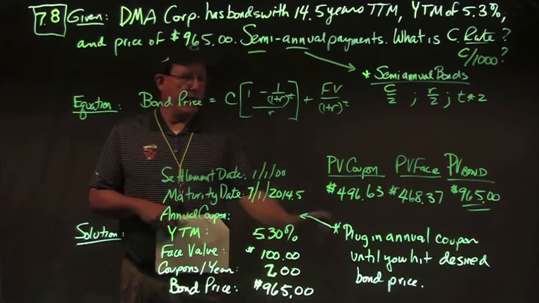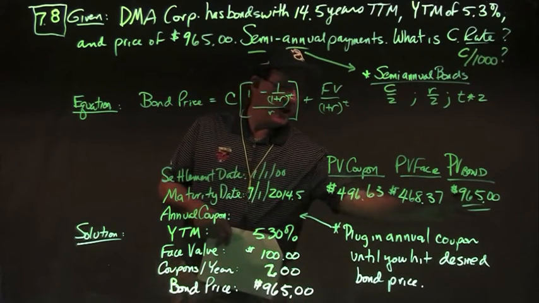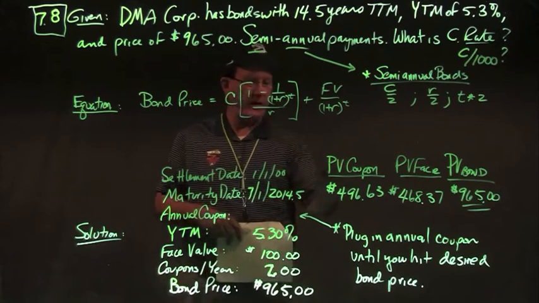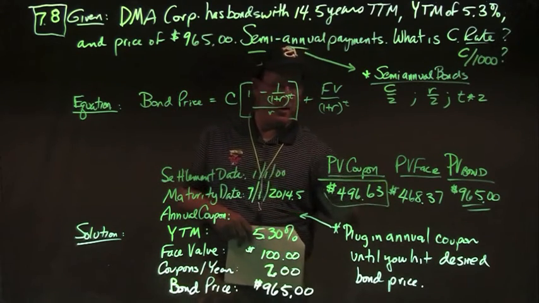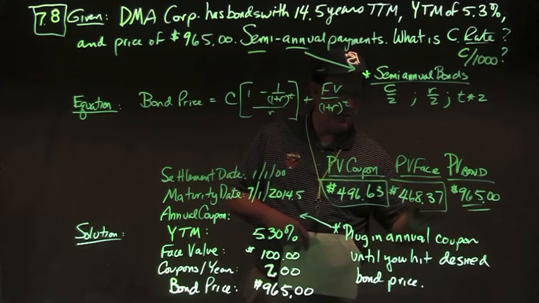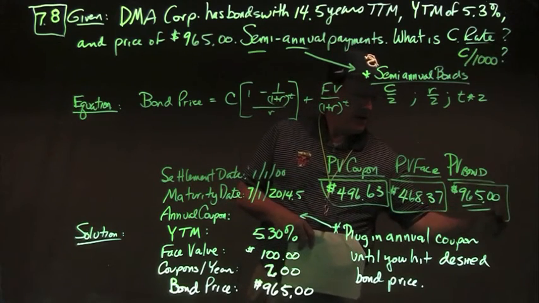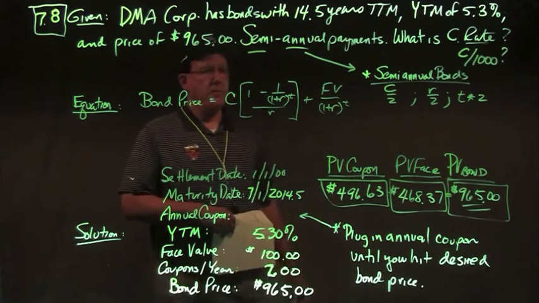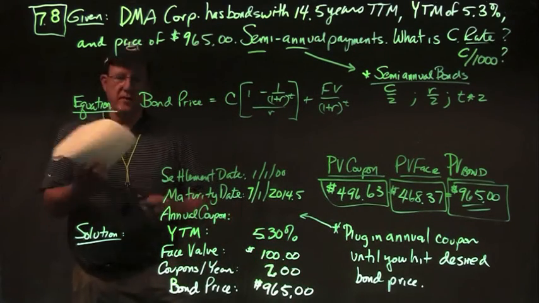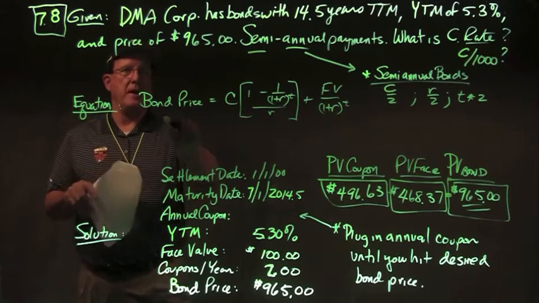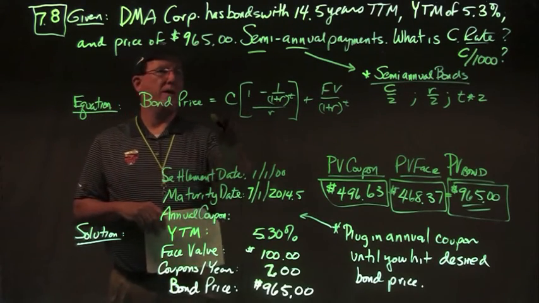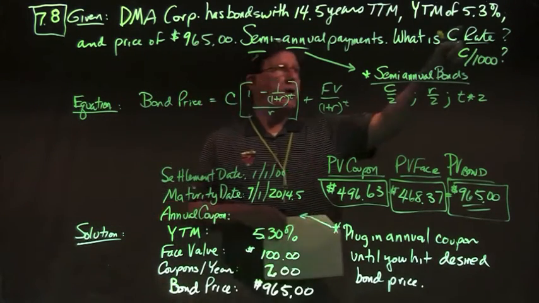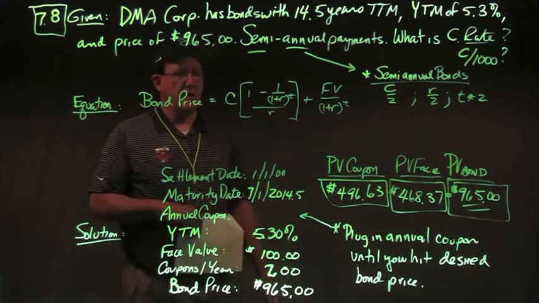So what I'm going to do, again, set up 2 separate Excel cells, one to calculate present value of the coupon and another to calculate present value of the face, and then sum those 2 together to get the bond price. So bond price is a discount bond of $965. What does that mean? That means that my coupon rate is going to be less than all other bonds on the market, yield to maturity, what they're paying.